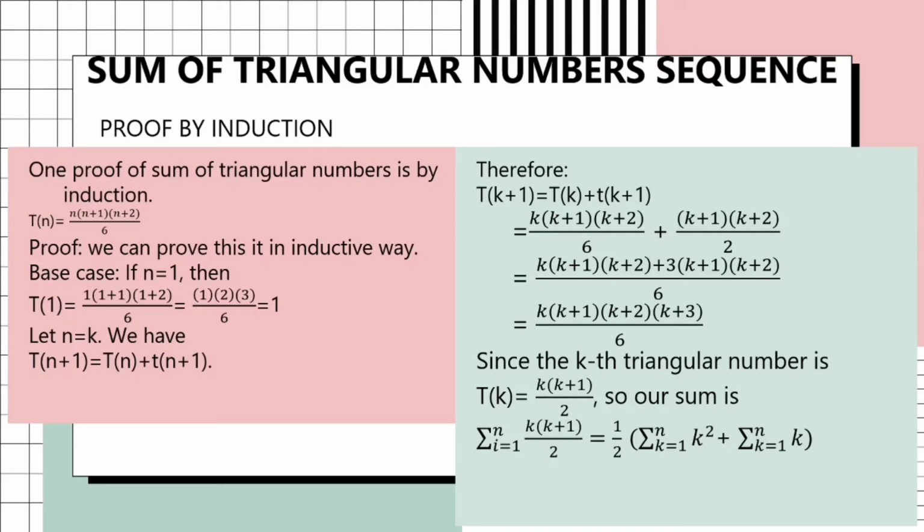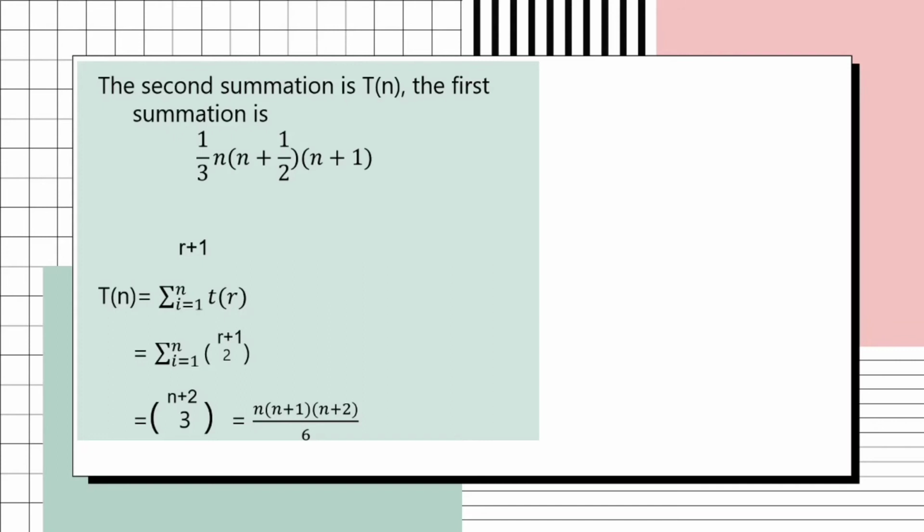So our sum is the summation from i equal to 1 to n of k multiplied by k plus 1 divided by 2, which is equal to 1/2 the summation from k equal to 1 to n of k squared plus the summation of k. So the second summation is the Tn, and the first summation is 1/3 n multiplied by n plus 1/2 multiplied by n plus 1. So these are the Tr.